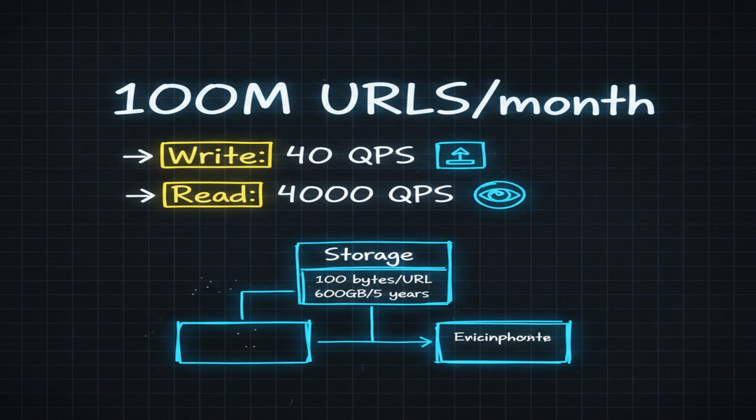Let's estimate scale. Imagine 100 million new URLs shortened per month. That's roughly 40 QPS for writes. Assuming a 100:1 read-to-write ratio, we're looking at 4,000 QPS for reads. For storage, if each short URL entry takes 100 bytes, we'll need about 10 GB of storage per month, totaling around 120 GB per year. Projecting 5 years of growth, we'll need around 600 GB. These are rough estimates to guide our design decisions.